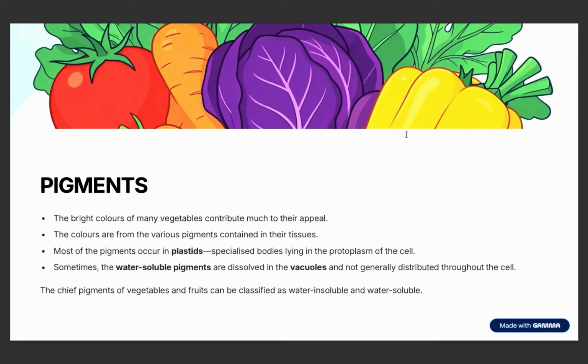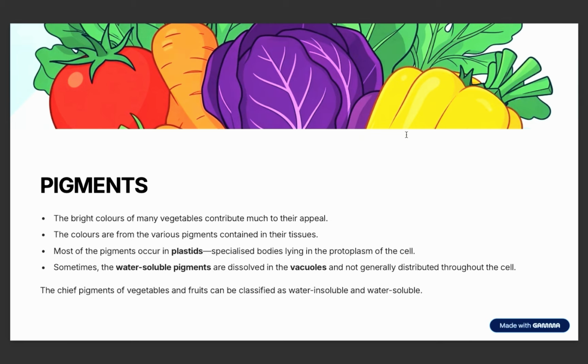And for example, the most amount of pigments are seen in plastids. These plastids are present in the cytoplasm of the cells, okay, in the plant cells. And sometimes the water soluble pigments may be present in the dissolved form in the plant cell vacuoles and would be generally distributed throughout the cell. And usually these pigments are of two types: water soluble and water insoluble or fat soluble pigments. And these we'll discuss specifically in the next class.